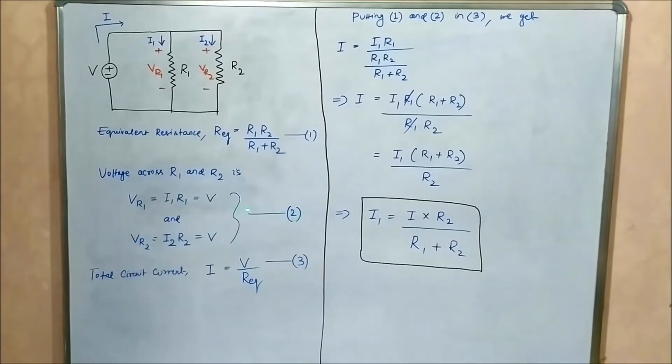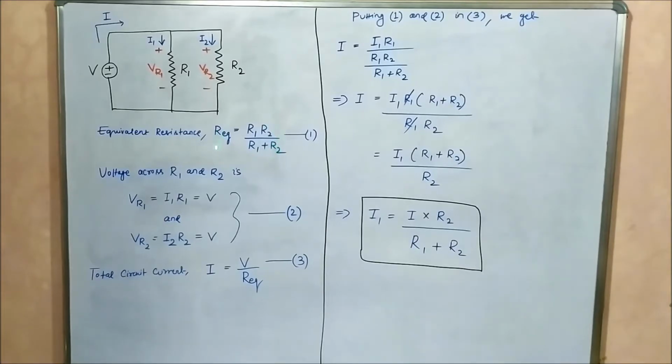So this is expression number 2, we will mark it as 2. This is equation number 1 and this is equation number 2. Now if we have to calculate the total circuit current I, it is given by the expression I is equal to V by R equivalent. That is, the total circuit current is equal to the DC supply voltage divided by the total resistance of the circuit, or the equivalent resistance of the circuit, which is R1 R2 by R1 plus R2.